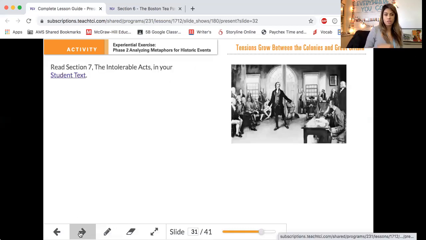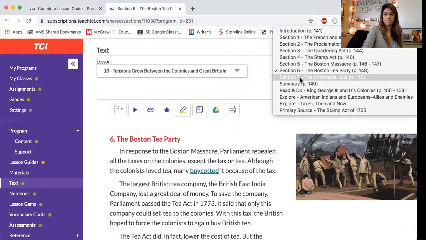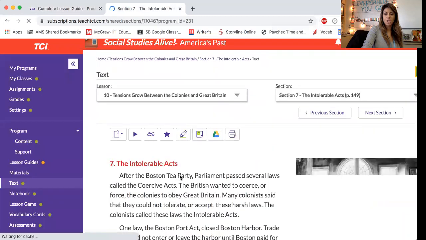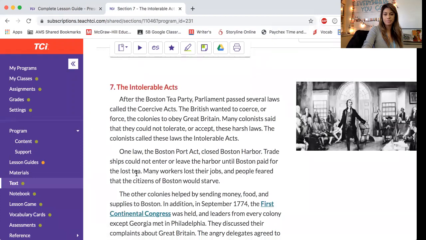Our last section that we will be reading today is section 7, the Intolerable Acts. It looks like this in TCI. Go ahead and press play after you are done reading.